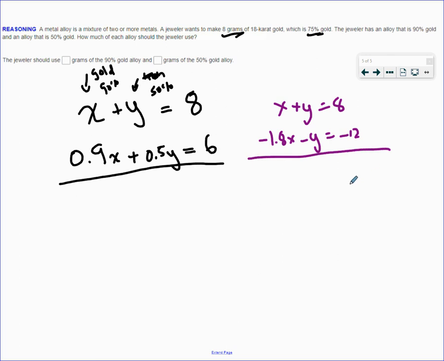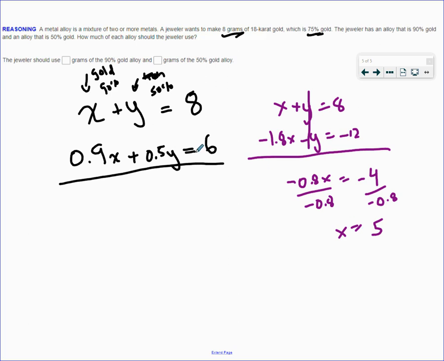So what ends up happening is I get this system where I can eliminate y and -y, and I get 1 minus 1.8 is -0.8x equals -4. Divide both sides by -0.8, and what we get is x equals 5. 0.8 goes into 4, like 80 cents goes into 40 cents, or 8 goes into 40 5 times.